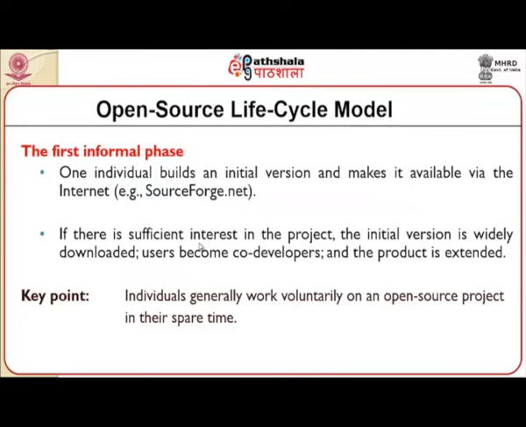So the first informal phase of this open source life cycle includes one individual building an initial version and making it available via the internet. Say, for example, we have been using SourceForge. If there is sufficient interest in the project, the initial version is widely downloaded. So many people try to download it from the website and users become co-developers. As and when they develop, the users become co-developers where they highlight the comments attached to it and the product is extended. The key point in the first informal phase is that individuals generally work voluntarily on an open source project in their spare time.